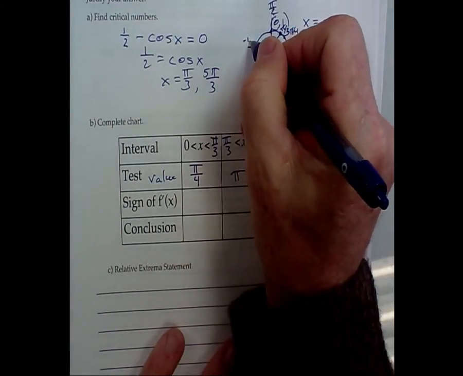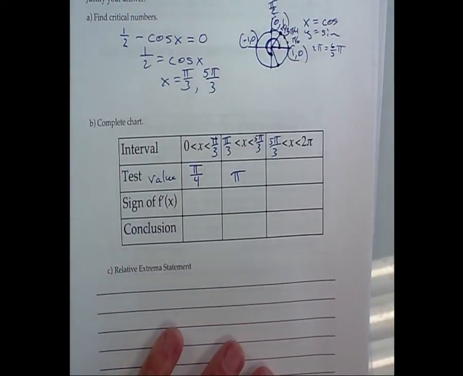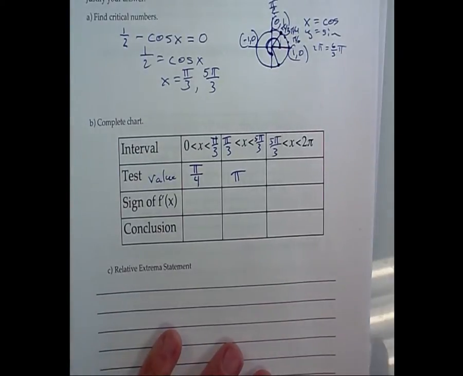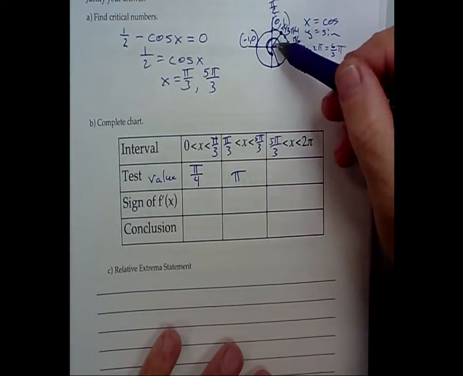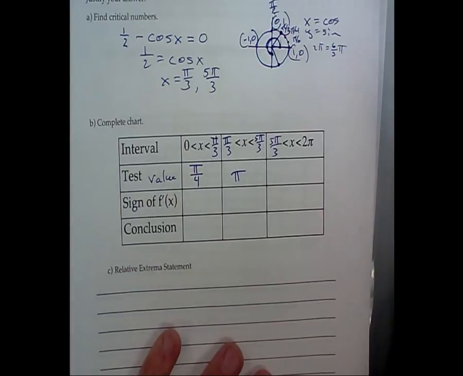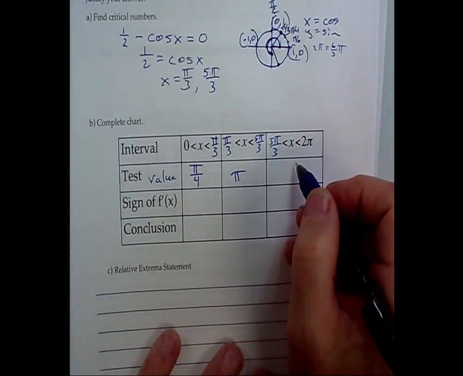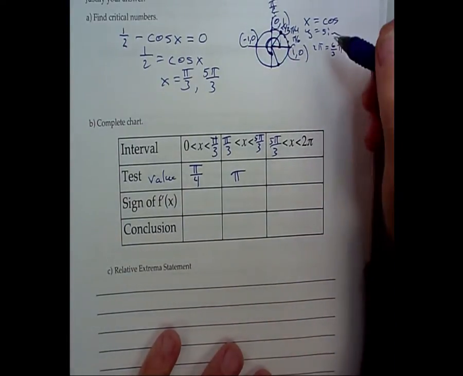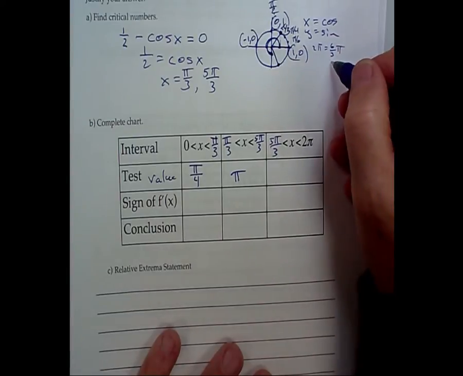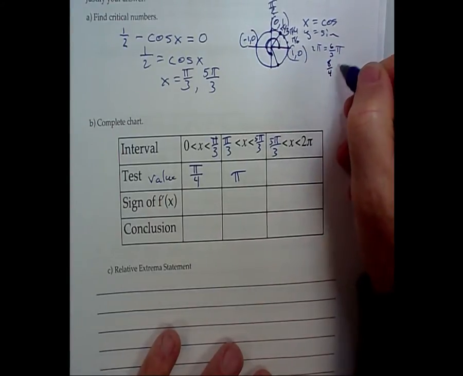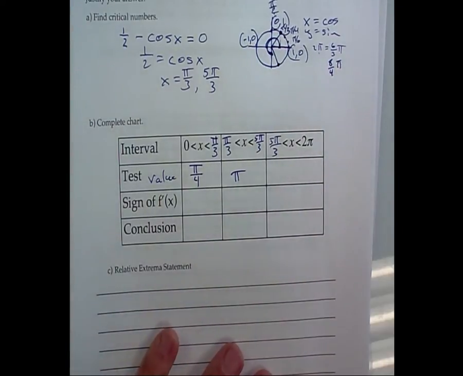So I'm going to write negative 1, 0, just to help me out. Okay? I would have chosen pi over 2, but I am A-okay with pi. All right? And over here, what do you suppose we would choose? I also know that 8 over 4 pi is the same as 2 pi. I would choose 7 pi over 4.